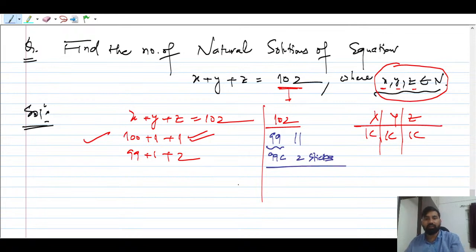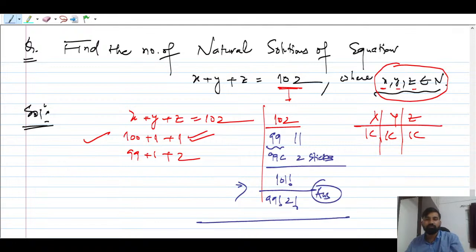So if you want to find the number of ways, how many are there in total? You can count here: 99 plus 2 will be 101 factorial upon 99 factorial and 2 factorial. This is the answer for this question. I hope this makes sense to all. So you can solve it. See how fast we can solve this question.